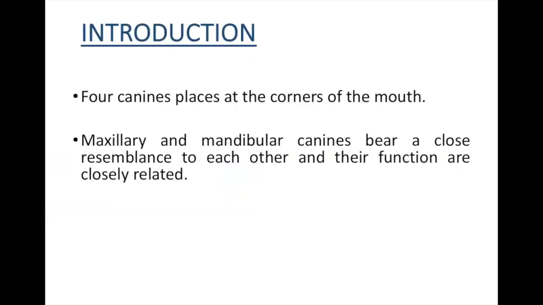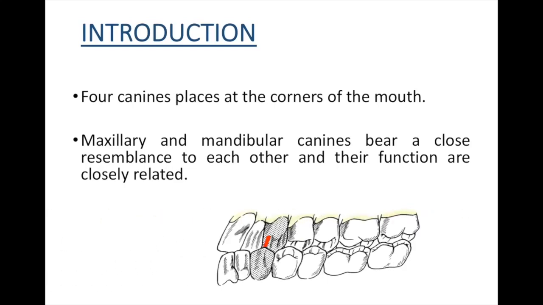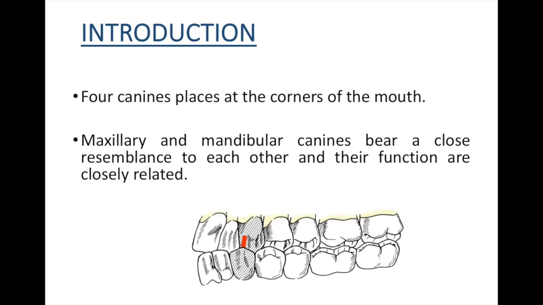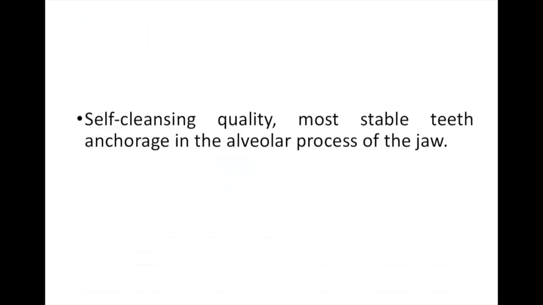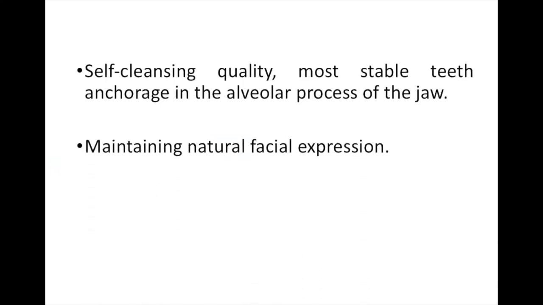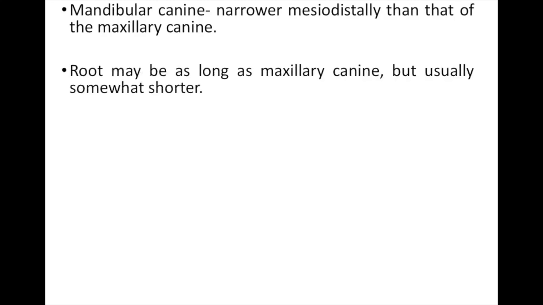Now there are 4 canine which are placed at the corners of the mouth. Maxillary and mandibular canine bear a close resemblance to each other and their function are closely related. It has self-cleansing quality, more stable teeth anchorage in the alveolar process of the jaw, and it maintains natural facial expression. Mandibular canine is narrower mesiodistally than that of the maxillary canine. Root may be as long as maxillary canine but usually somewhat shorter.